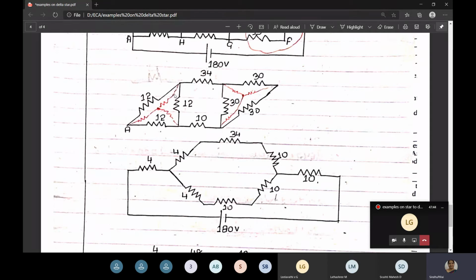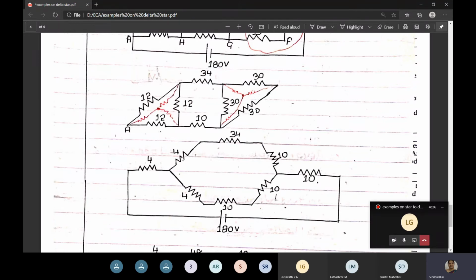See that we are converting 2 deltas here. Simultaneously we are converting 2 deltas. If there is a way for that, you can do it, because it reduces the network to a very great extent. So 2 deltas are converted to star here. We are left with 34 and 10 resistors, that is written as it is.